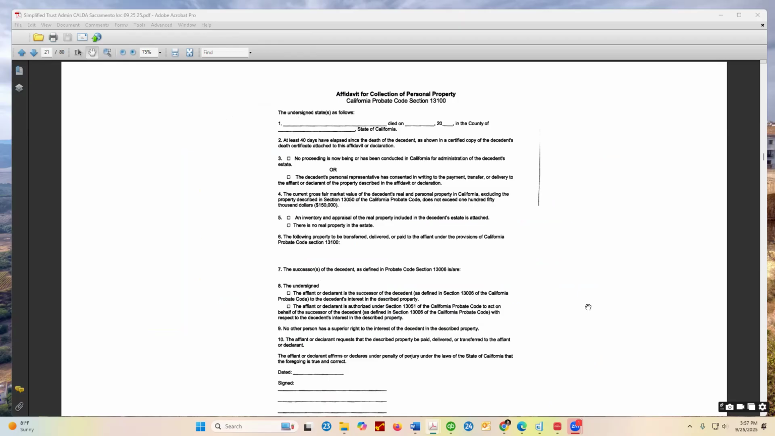This is an example of a 13100 form. Again, what in the heck is this for? It allows the administrator to collect property where there's no trust and the amount of the property is less than $184,500. And so the institution should turn the money over to the administrator.